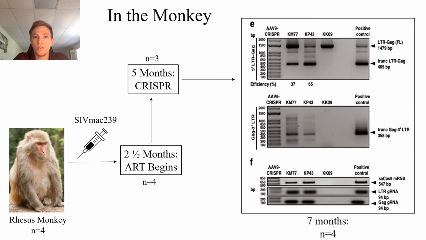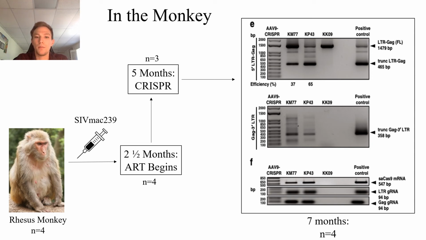This is important to note, as these targeted regions, these LTR and GAG regions, were successfully excised in vivo in these monkeys. These are the excised regions shown here, while KK09, which received no CRISPR as a control, shows no excisions happening.